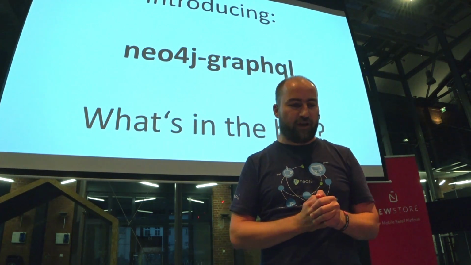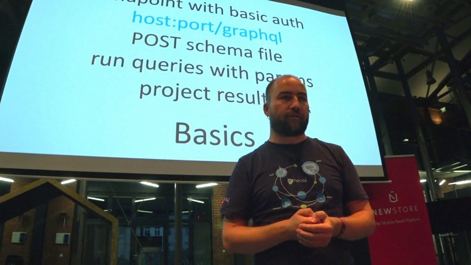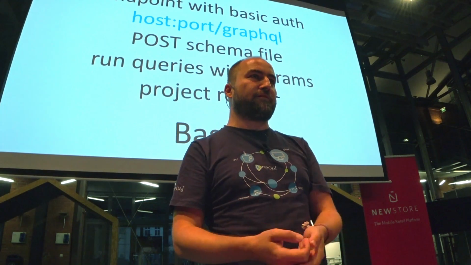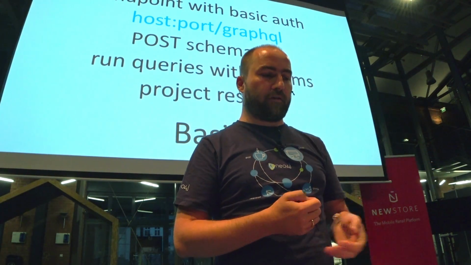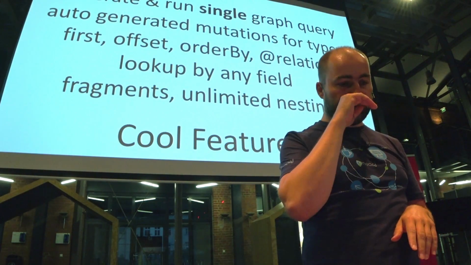So Neo4j GraphQL is an extension that can do stuff that you regularly think of, like having a GraphQL endpoint. You can post a schema file to this endpoint, and it will accept the schema file and use it. You have basic auth. You can run queries against it and get the results back. So that's the basic stuff.